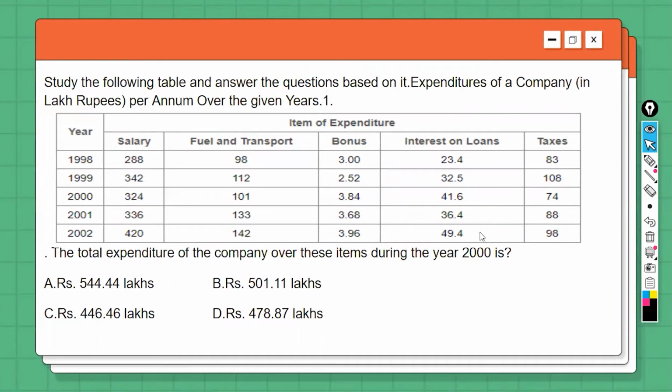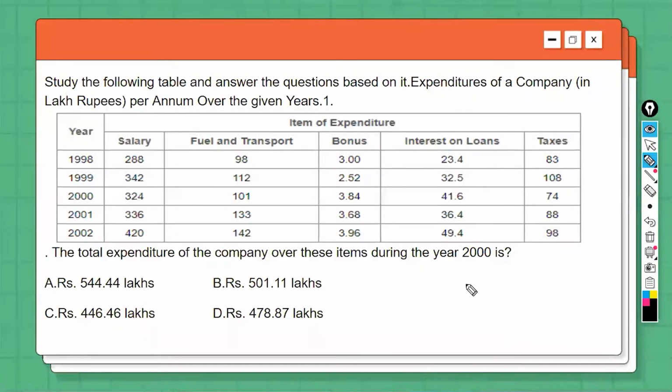Total expenditure of the company over these items during the year 2000. So this is basically a sitter, a very, very easy question. You should not be spending too much time on the previous question, calculating all that, and missing this question. That is what I was telling previously: prioritize the question. For 2000, you need to find only the total. And all the answer options are at some distance, so you can even calculate it approximately. That is the shortcut.